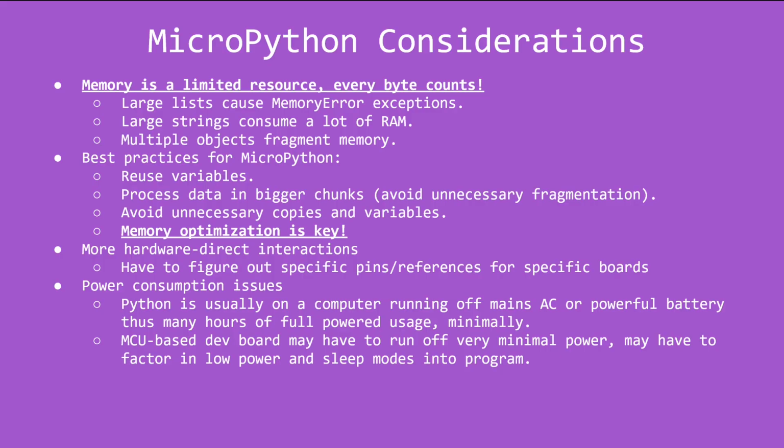So there's a couple of best practices for MicroPython that set it apart. Make sure to just reuse variables. Don't use unnecessary variables. Don't use unnecessary copies. Process data in big chunks. This avoids unnecessary fragmentation. And keep in mind, memory optimization should always be your key when working with MicroPython.